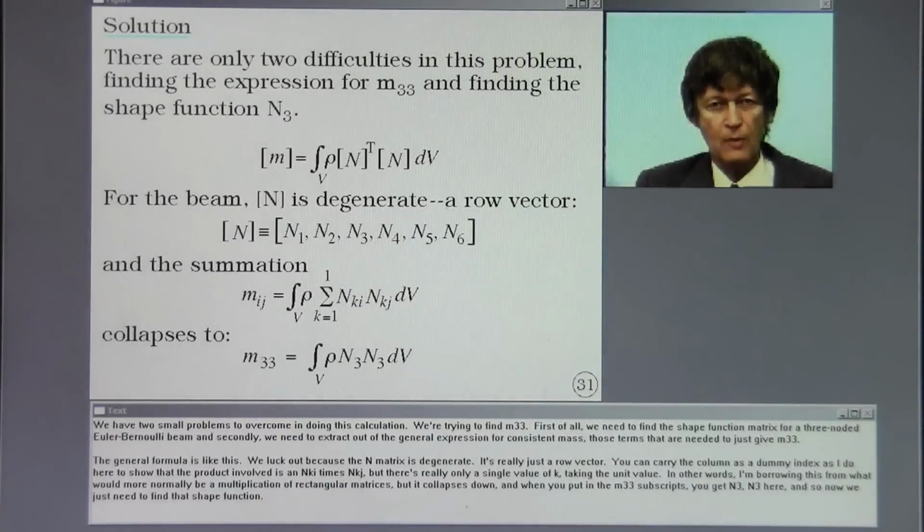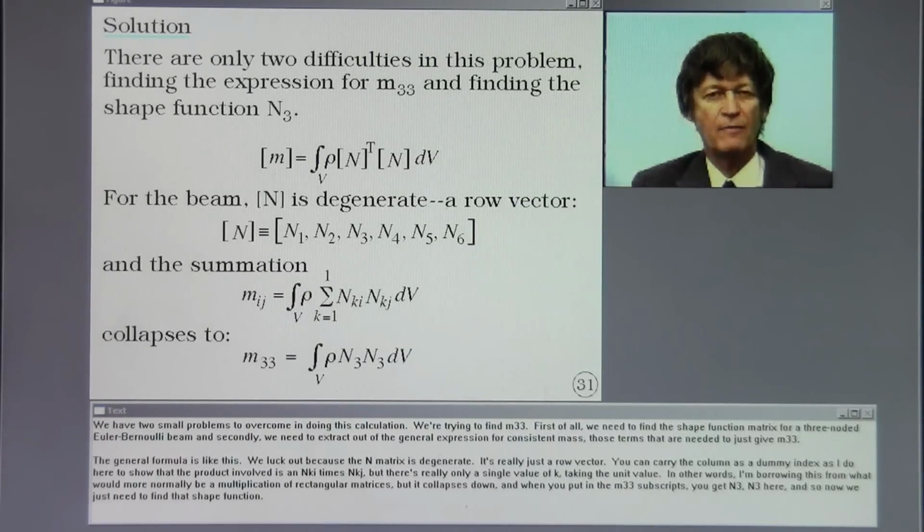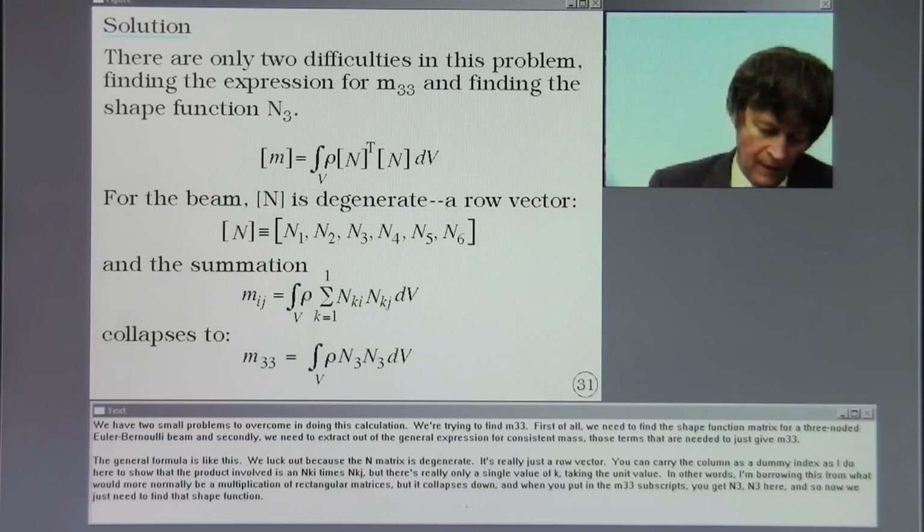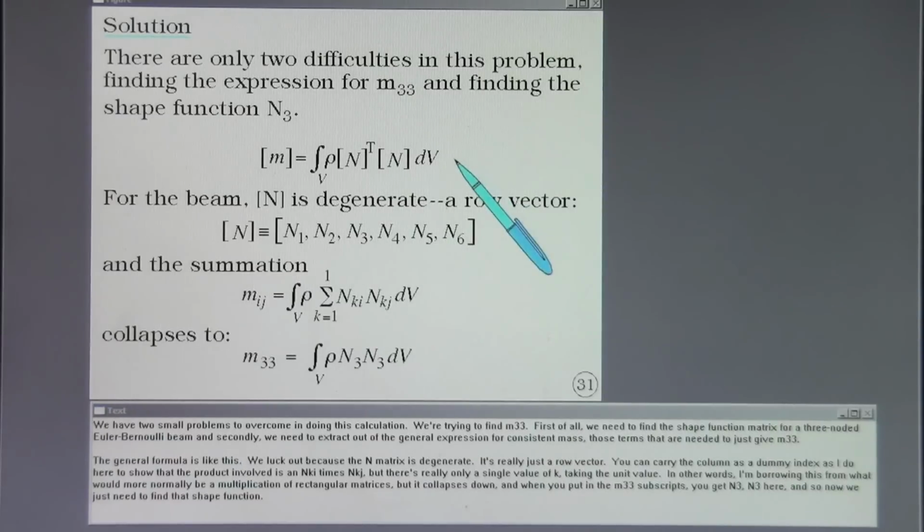We have two small problems to overcome in doing this calculation. We're trying to find M33. First of all, we need to find the shape function matrix for a three-noded Euler-Bernoulli beam. And secondly, we need to extract out of the general expression for consistent mass those terms that are needed to just give M33. The general formula is like this.